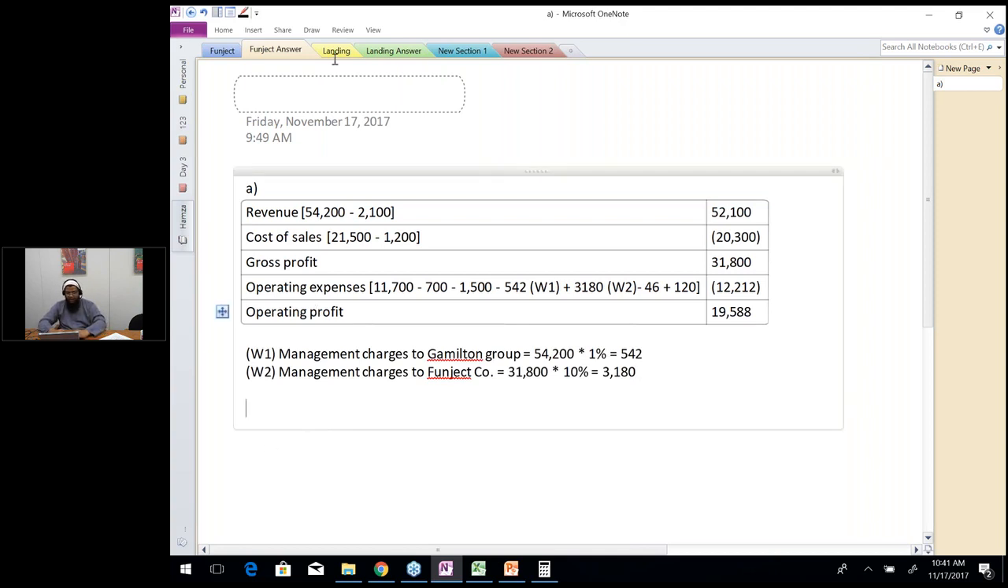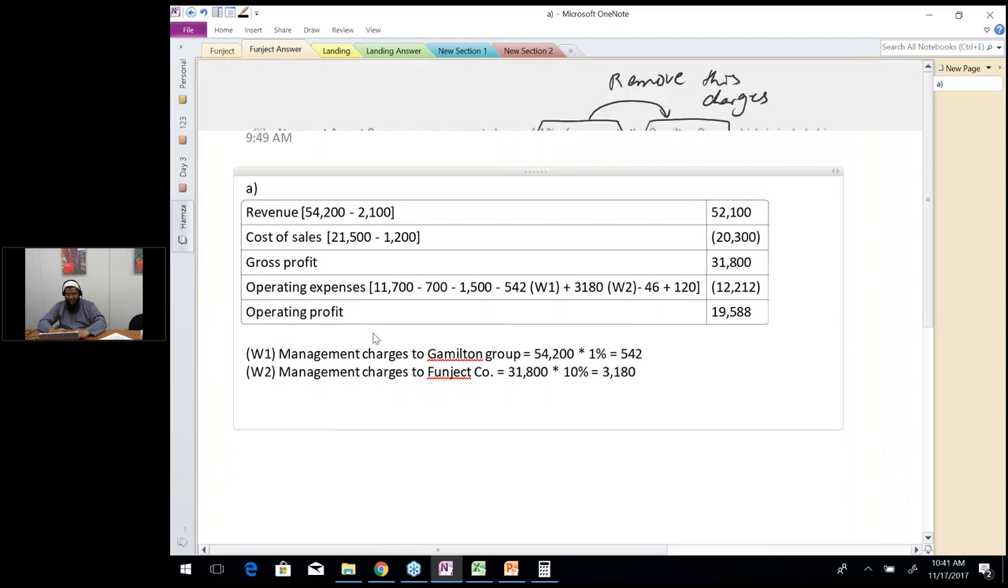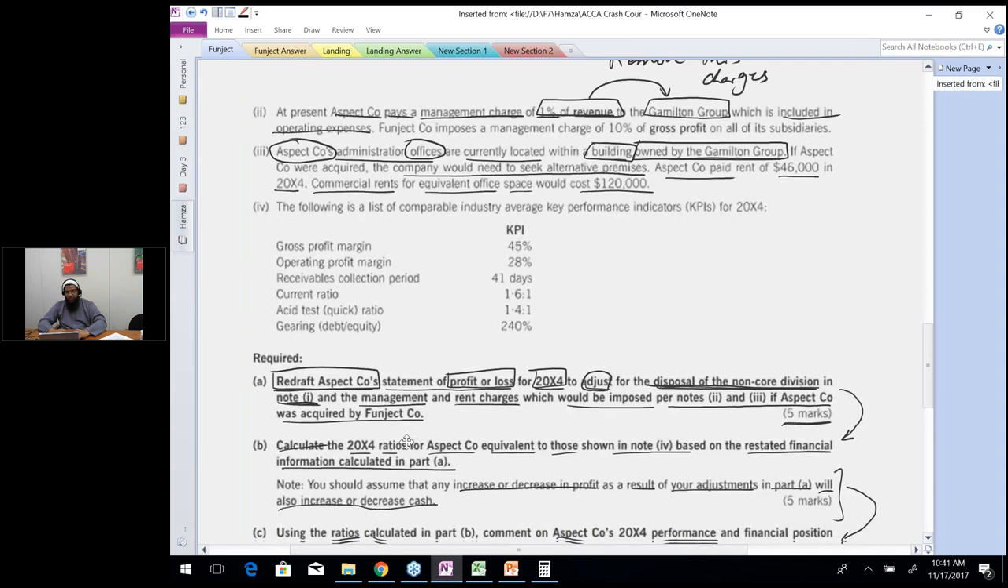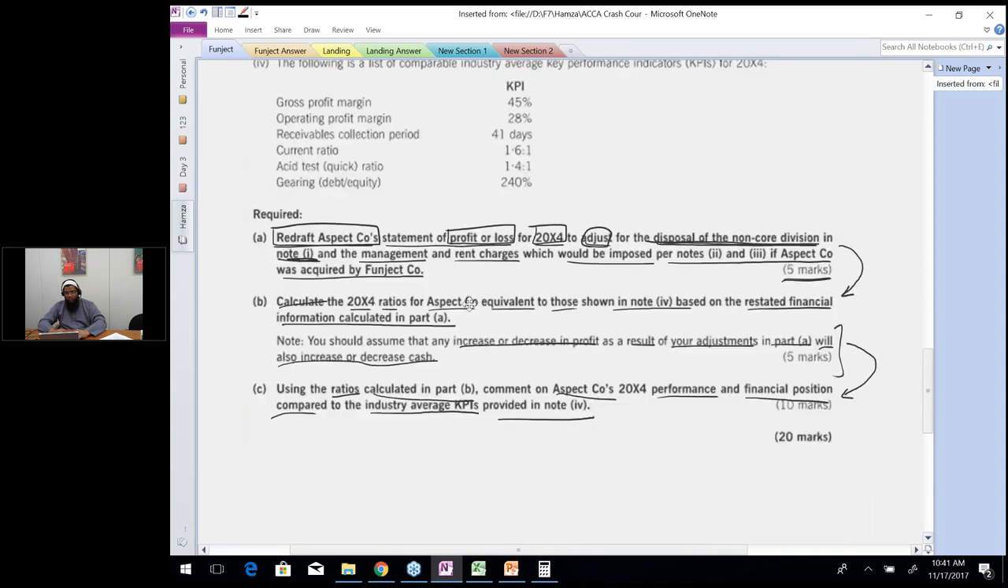Now we are going to move towards part B, where the question says to calculate 20X4 ratios for aspect company equivalent to those shown in note number 4 based on the restated financial information calculated in part A. So now we need to recalculate these ratios.